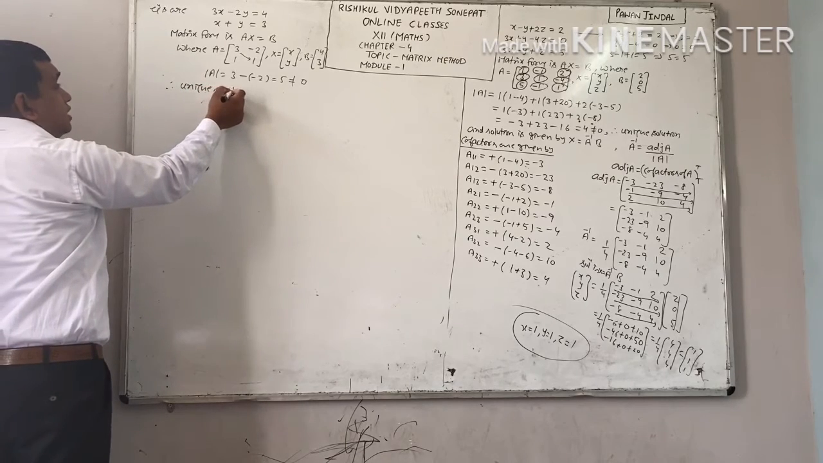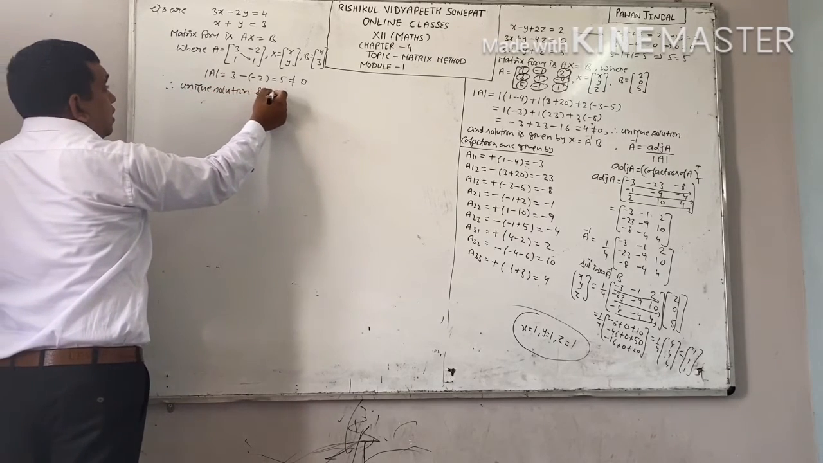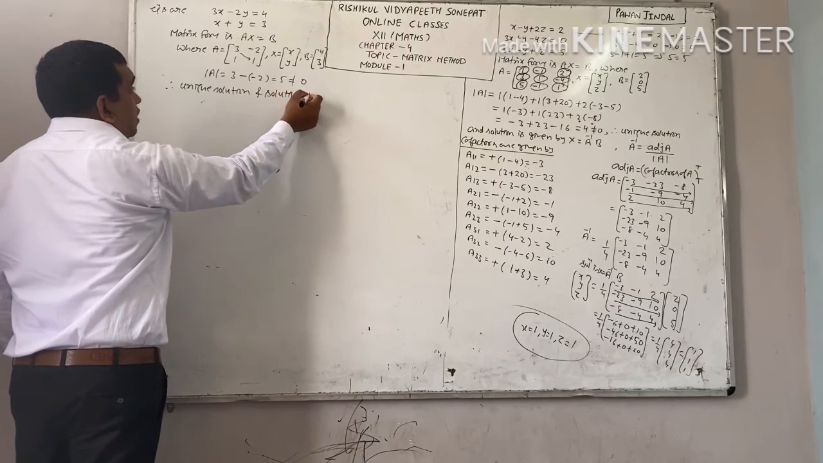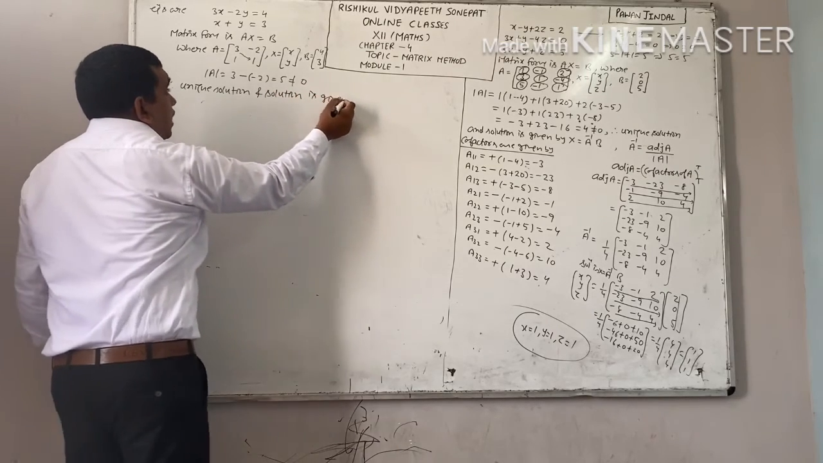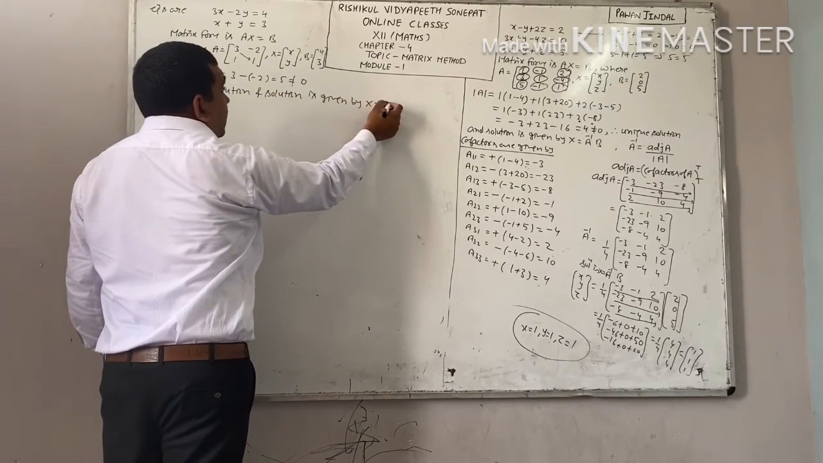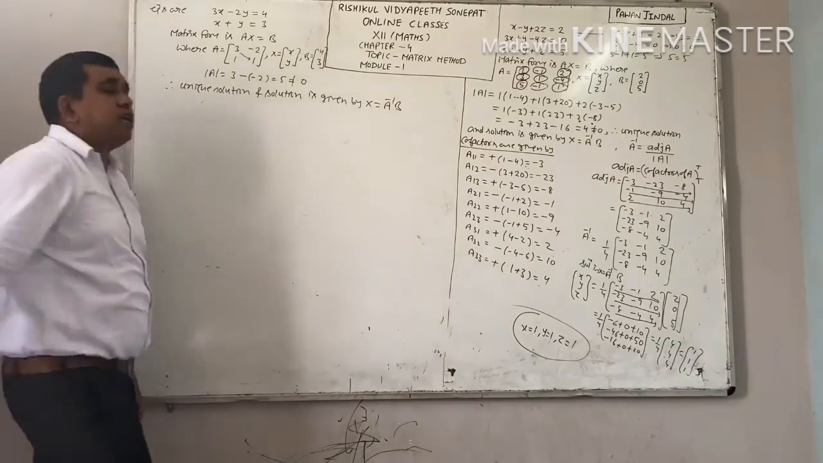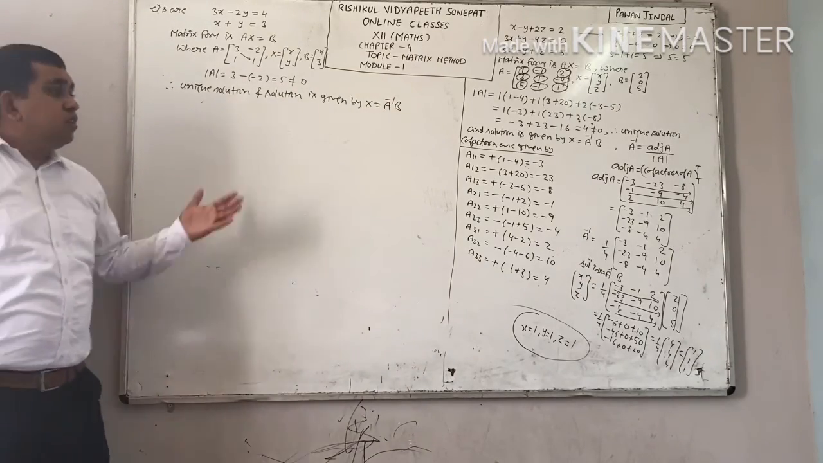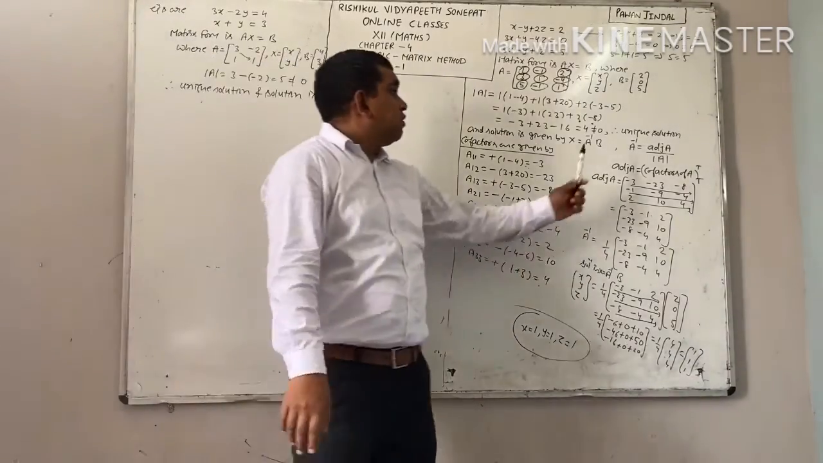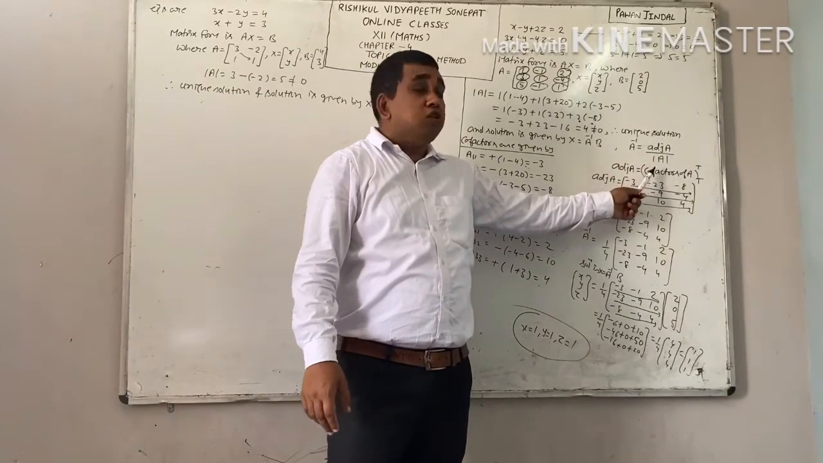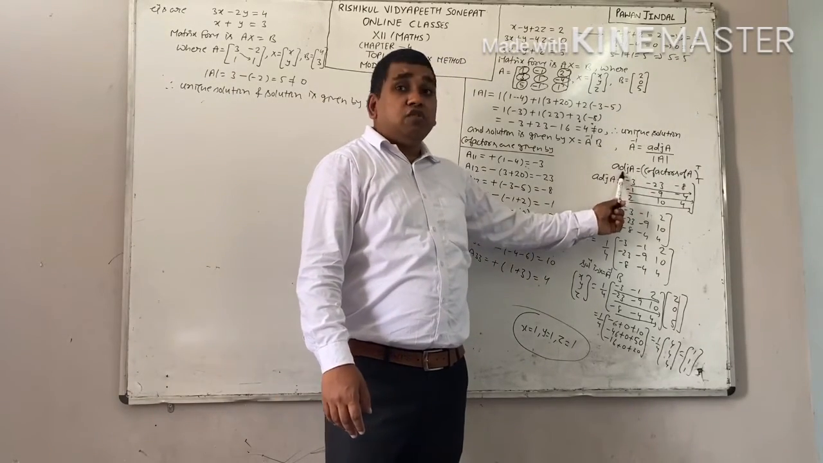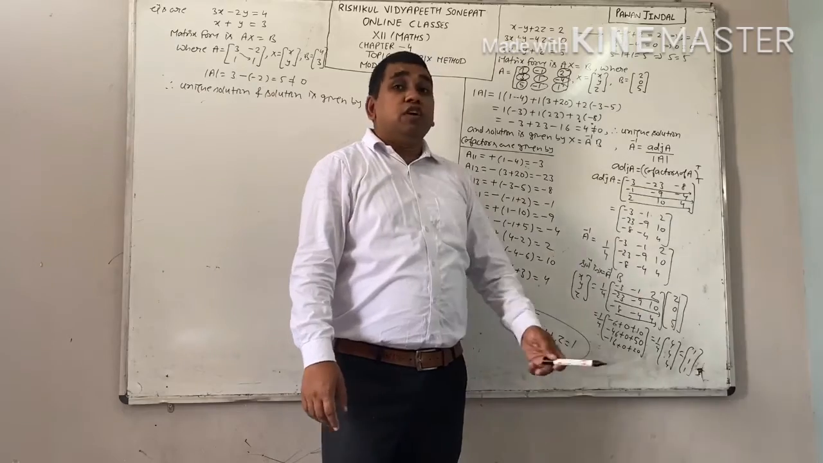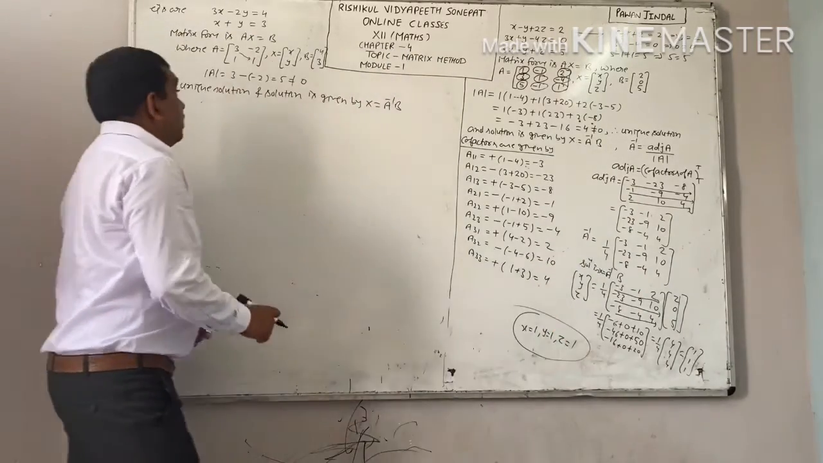And solution is given by x equal to A inverse B. Now we have to find out A inverse. And we already know the formula of A inverse. A inverse equal to adjoint of A upon determinant of A. We know the formula of adjoint of A also, cofactors of A whole transpose. Now we have to find out cofactors.